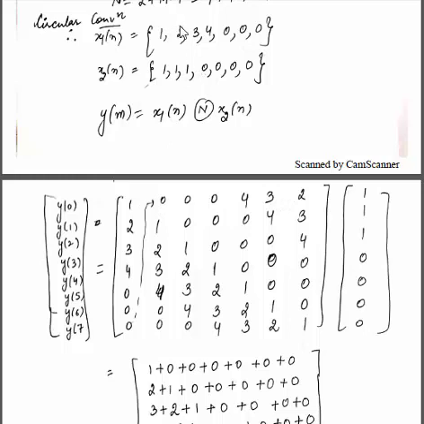In the matrix method, first we write the sequence as it is, vertically: 1, 2, 3, 4, 0, 0, 0. Then repeat the 0 in the second line, then 1, 2, 3, 4, 0, 0. Again 0, then 0, 1, 2, 3, 4, 0. And like this you will get the same symbol at the end. So we started with 1 and also ended with 1. Now after this, the matrix is multiplied with the second sequence, that is x2(n).